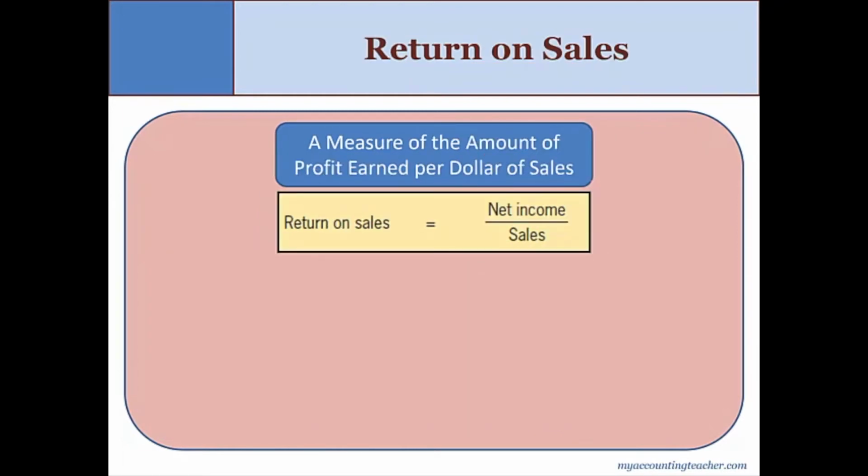Our next ratio, return on sales. What that's basically telling us is how much profit do we earn for every dollar that we generate in revenue or in sales. And it's calculated pretty straightforward. We take our net income, divide it by our sales, and get a percentage. And again, what this is telling us is for every sales dollar, how much of that eventually, after we take out all our expenses, drops to the bottom line and is reported as net income.